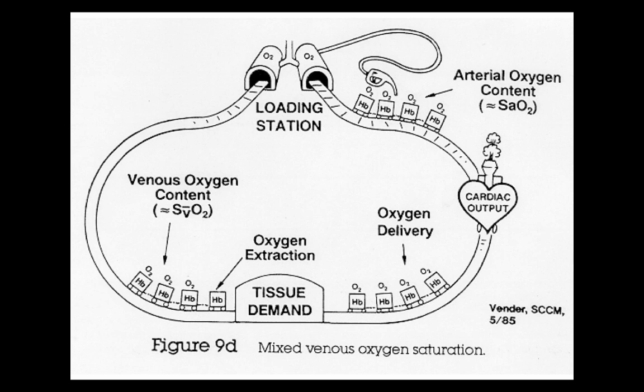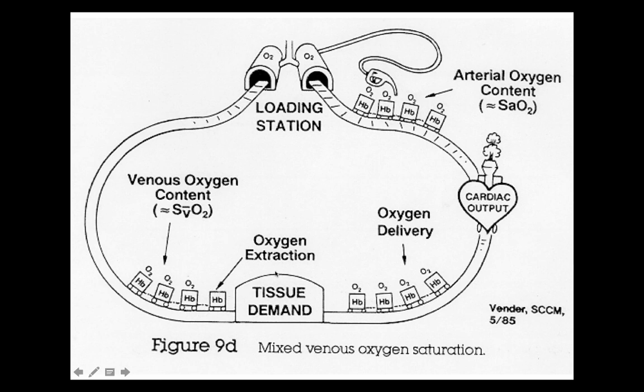We'll use this train analogy several times. Again, oxygen is added to the hemoglobin. Hemoglobin is represented by the boxcars here. We load up the boxcars by binding oxygen to hemoglobin. That's the SaO2, the saturation of arterial blood. Cardiac output is the engine which pulls these boxcars through and delivers oxygen to the tissue.